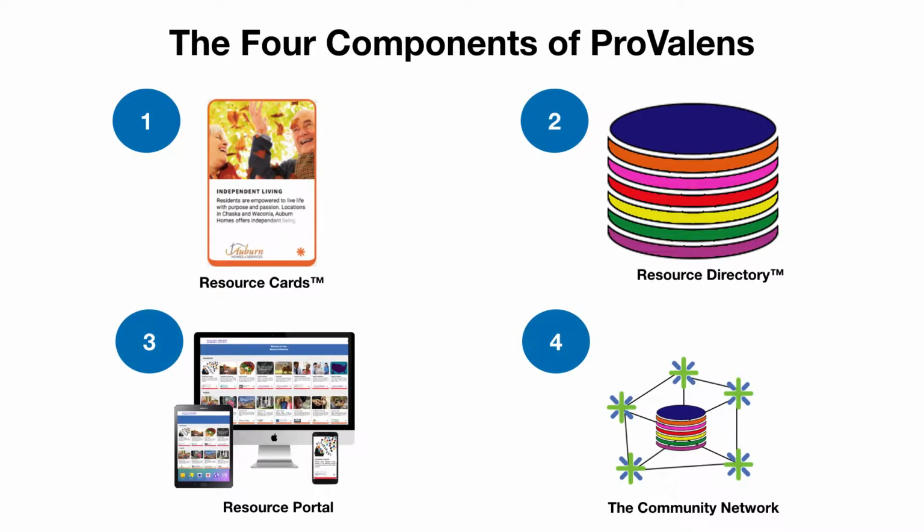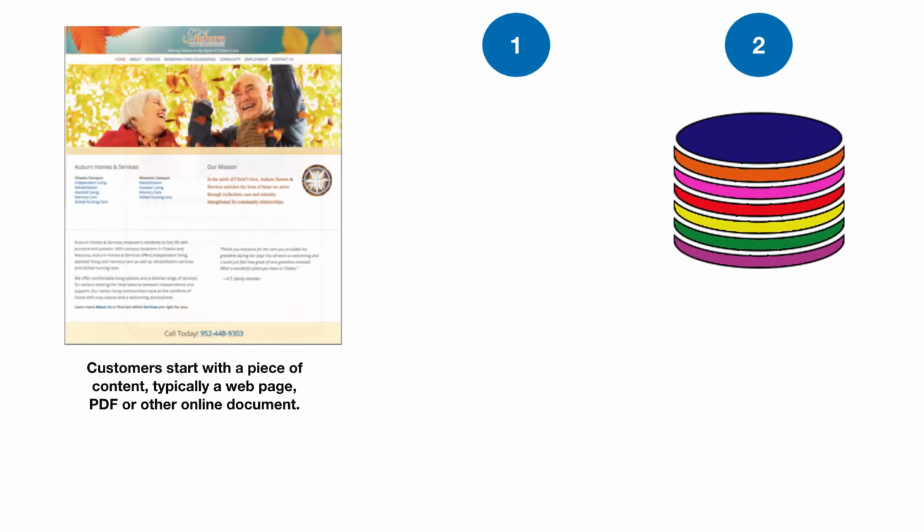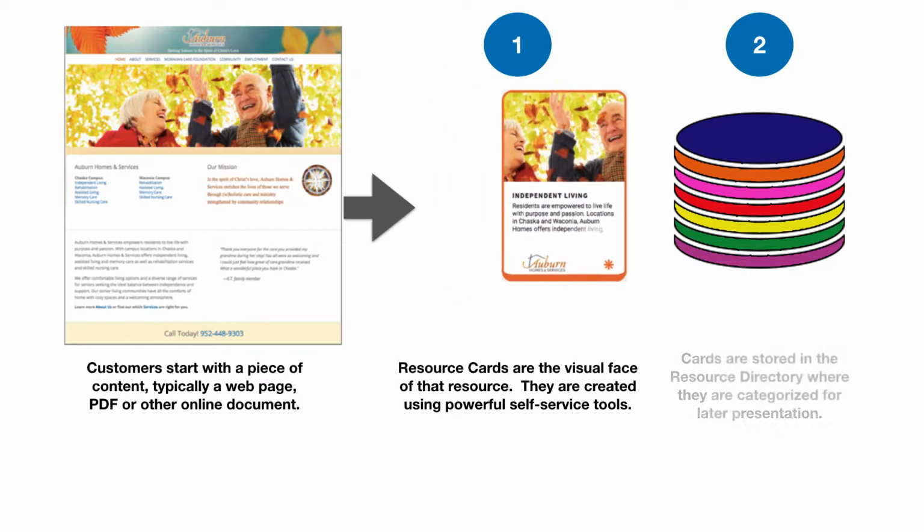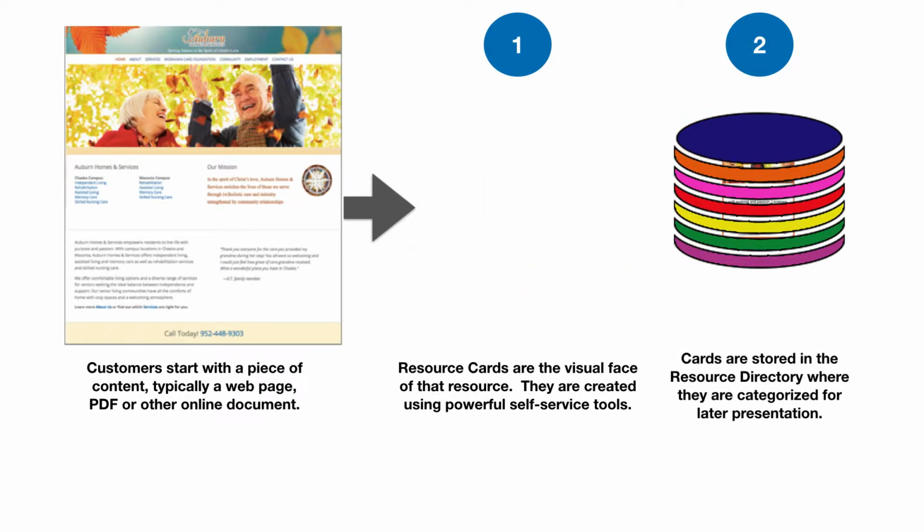The four components of the Provalence solution. 1. Resource cards. 2. A resource directory. 3. Resource portals. And 4. The community network. Customers start with a piece of content, typically a web page, PDF, or other online document. Resource cards are the visual face of that resource. They are created using powerful self-service tools. Cards are stored in the resource directory where they are categorized for later presentation.